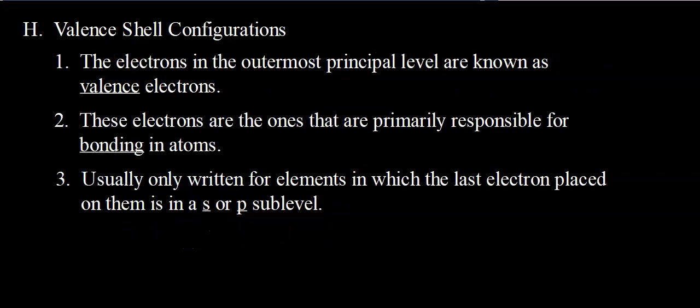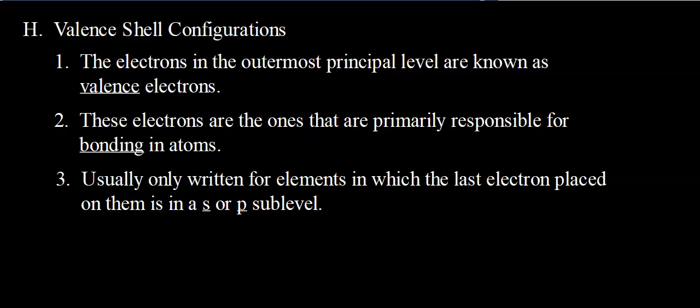All right, don't confuse condensed configurations with valence shell configurations. Sometimes they're similar, sometimes they are not. The electrons in the outermost principal level, or the electrons in the highest energy level, or the electrons that are the furthest from the nucleus, are known as valence electrons. These electrons are really important. These are the ones that are primarily responsible for bonding in atoms.